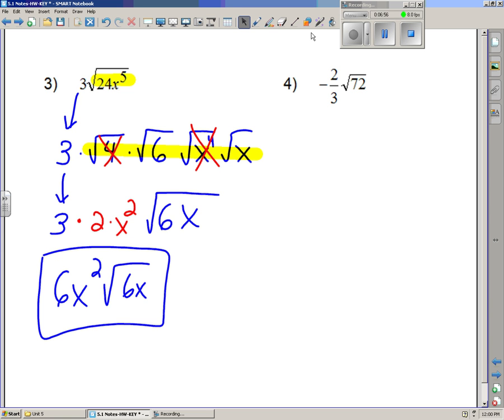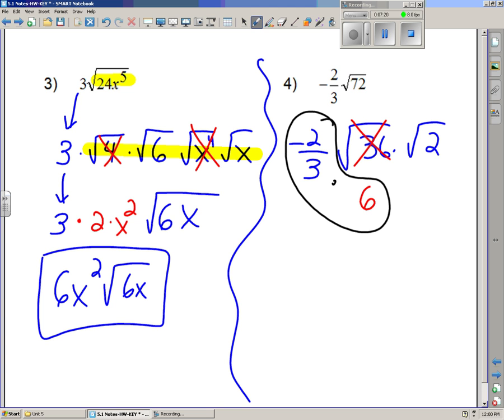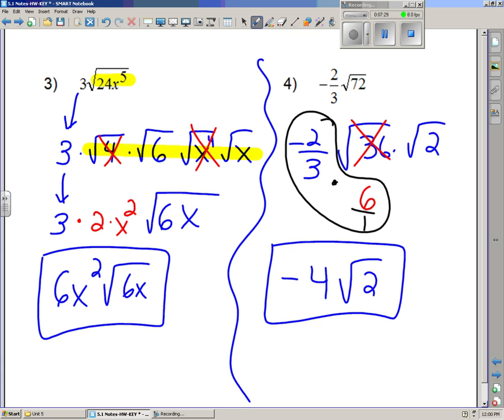Next one, negative 2/3 is on the outside. The negative 2/3 doesn't go anywhere. I'm going to keep that here. When I use my square root chart, I realize that 36 is the largest perfect square that divides into 72 times 2. Well, the square root of 36 is just 6. When I now multiply 2/3 times 6 over 1, be careful with your fractions, it becomes just negative 4. And I can't touch the radical of 2.